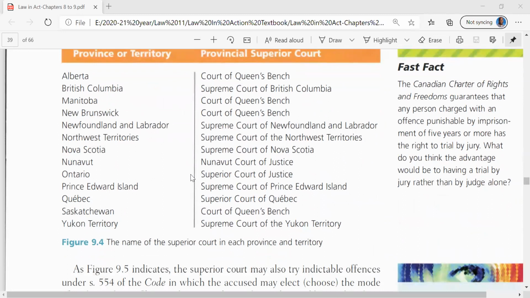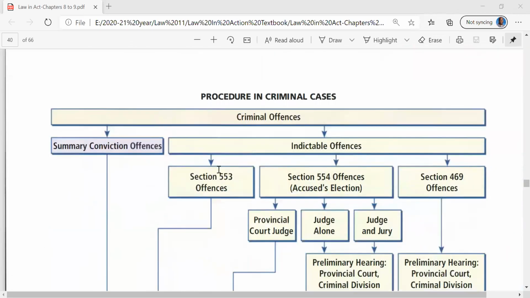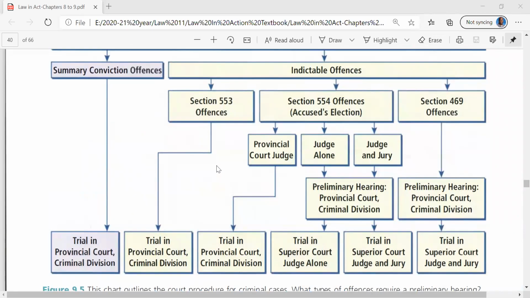So every province has its own superior court, and certain crimes are directed to that. So if you look at this chart, again, I'm going to go through it bit by bit, but I'm just going to show you how each one of those works, right?